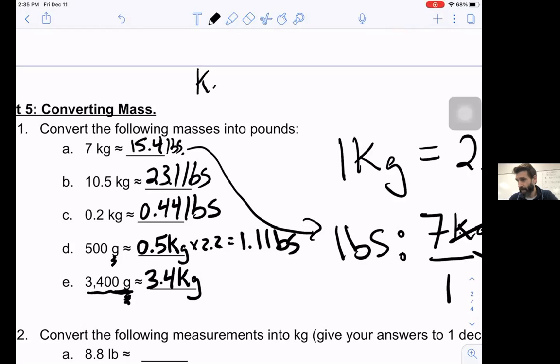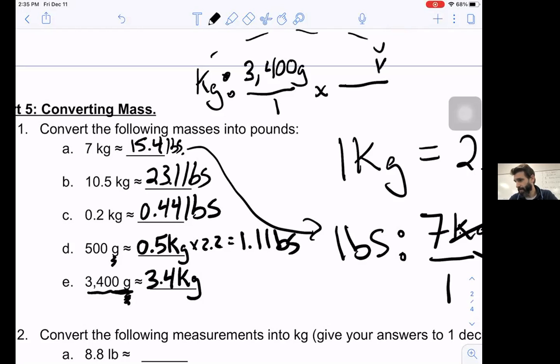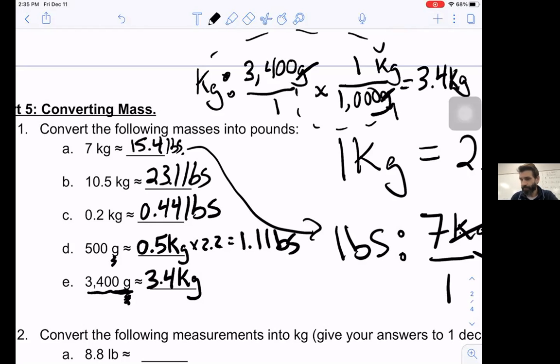Let's say we're looking for kilograms. We are given 3,400 grams. Put that over 1. Use my unit conversion, make sure I put my kilograms here and grams here. 1 kilogram is 1,000 grams. Grams cancel out, grams cancel out. This ends up being 3.4 kilograms. All right, so it's a very simple unit conversion. If you take chemistry, you're going to get to use this even more in a little bit more complex ways.